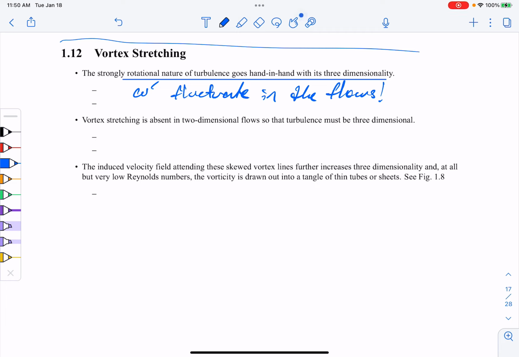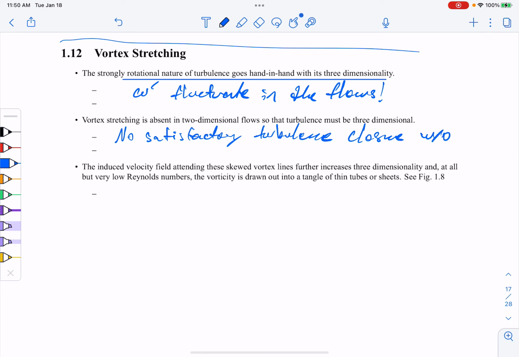So that means that obviously there's no stretching whatsoever, and so there can't be a satisfactory turbulence closure without vortex stretching. And that's something that maybe catches a lot of people, because even if you solve the Navier-Stokes equations using direct numerical simulation in 2 dimensions, you will not be able to capture the true cascade of turbulence, which we'll see.